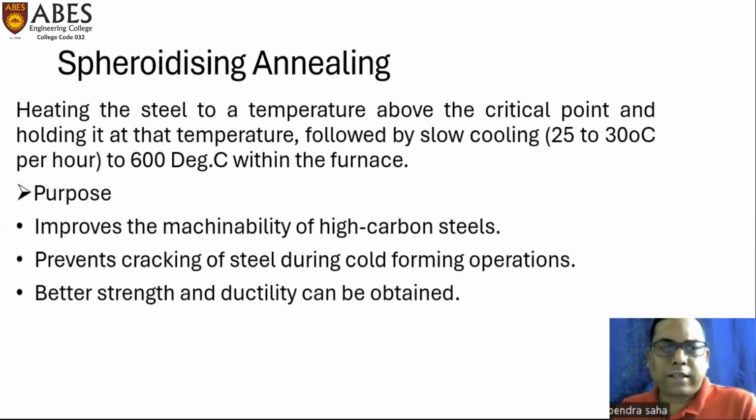Next one is the spheroidizing process, a very important process. You can easily understand that full annealing is above the recrystallization temperature, and spheroidizing is below the recrystallization temperature. Spheroidizing is applied on material where the metal is not good for machinability, and there is some poor machinability.